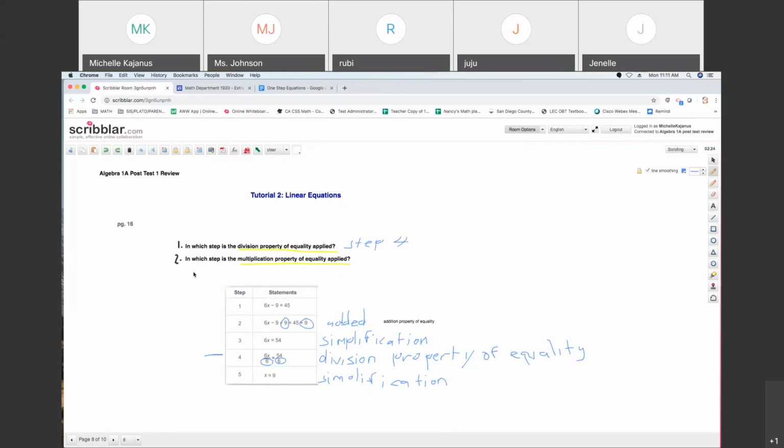In which step is the multiplication property of equality applied? Nothing had to be multiplied, so none of the steps. All right, let's move on to the next problem.